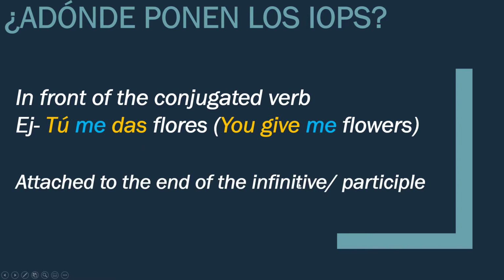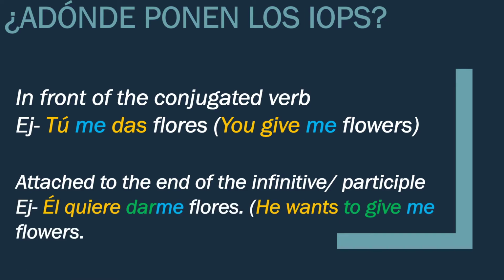Yes, you can put it at the end of the infinitive or the participle if you choose, only when you have two verbs back to back. You conjugate the first one, not the second one. So I could say, él quiere darme flores. He wants to give me flowers. I could also put it in front of quiere. If the two rules give you trouble, always put it in front of the conjugated verb: él me quiere dar flores, and it would mean the same thing.